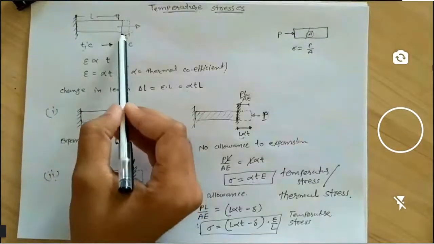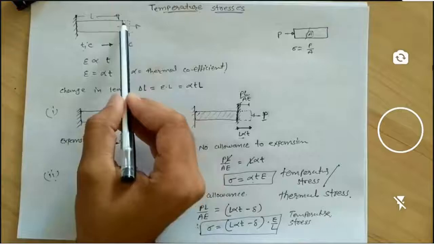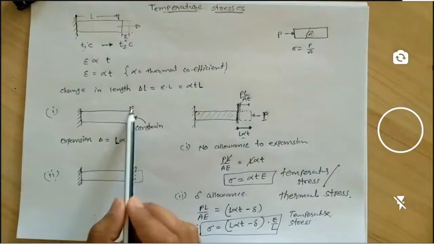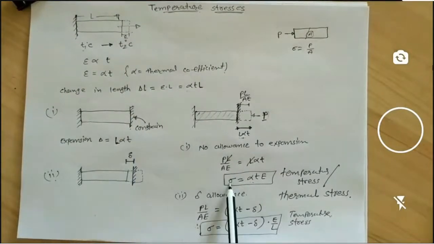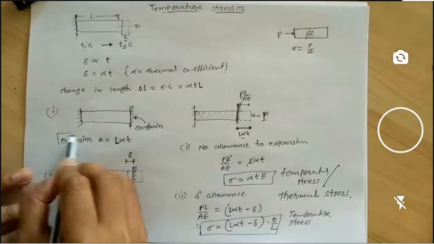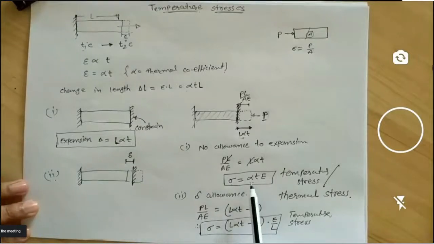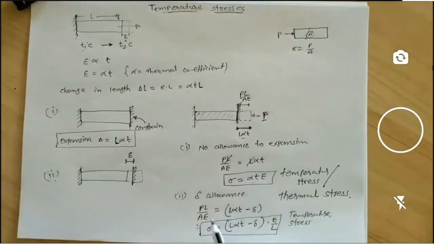Here, if you allow infinite expansion, then for any change in temperature, no stress is generated. But if you provide a constraint, fixing the surface, at that time they produce stresses due to the temperature changes according to the expansion allowed or restricted. Okay. So this is the fundamental concept of temperature change in this element and stress generation. So you have to remember the total expansion due to the temperature variation is given by L alpha T, and stress generated due to the temperature change is given by alpha T E if there is no allowance for expansion, and if delta allowance is there, then stress is found by this equation.